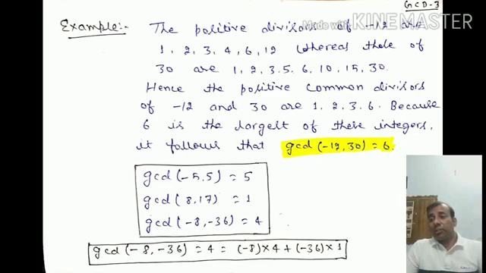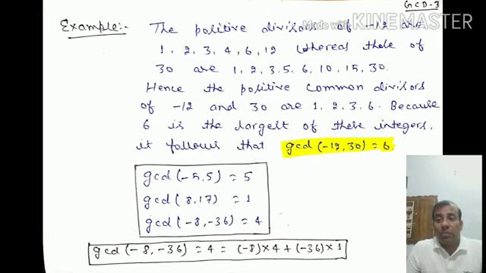The positive divisors of -12 are... Example: based on this we take some examples. We will see what will be the positive divisors of -12. So the positive divisors of -12 are 1, 2, 3, 4, 6, 12. Means 12 is divisible by 1, 2, 3, 4, 6, 12. Whereas those of 30 are, if we take the number 30, the positive divisors of 30 will be 1, 2, 3, 5, 6, 10, 15 and 30.